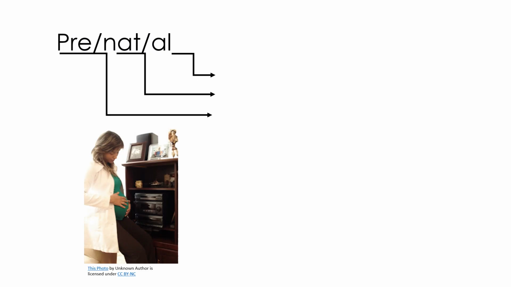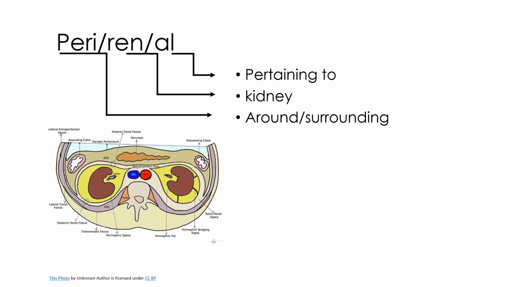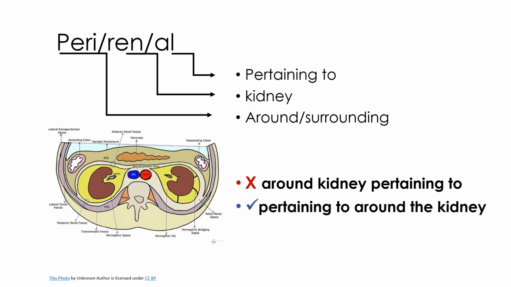Here's an example: prenatal. So instead of saying before birth pertaining to, we start with the suffix and say pertaining to before birth. For perirenal, instead of saying around the kidney pertaining to, we start with the suffix and say pertaining to around the kidney.